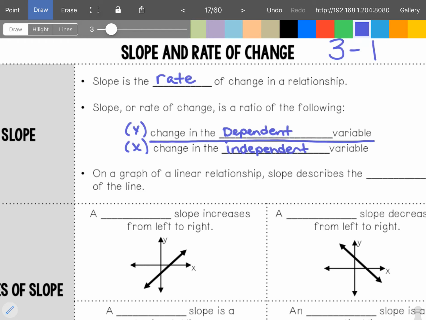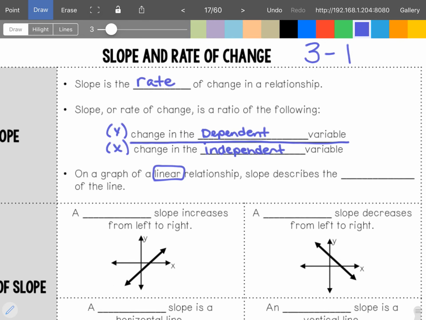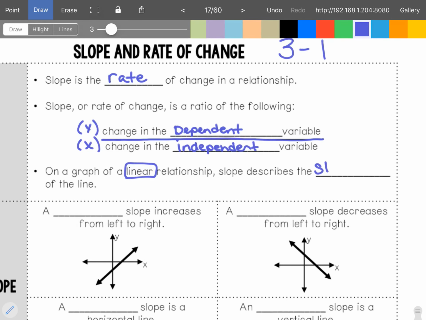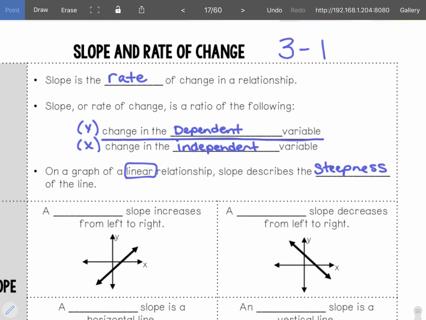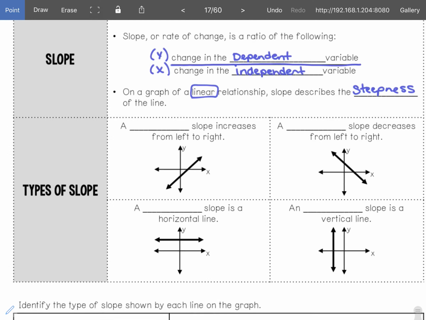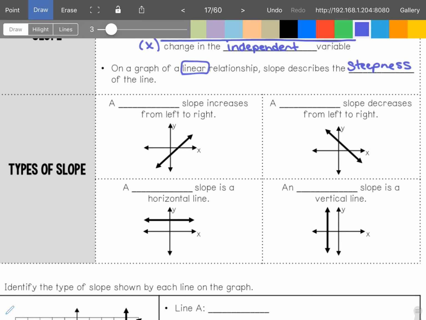On a graph of a linear relationship, that means our graph is a line, slope describes the steepness of a line. Like when you're driving along a road and then you go up a big hill, that could be a steep hill, and then you go down a hill, that could be very steep. So think of it like you're driving a car. There's no slope, and then it slopes up, and then it slopes down. All right, so from that, let's look at the different types of slope.